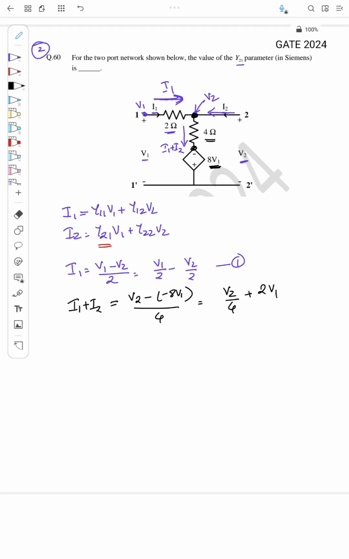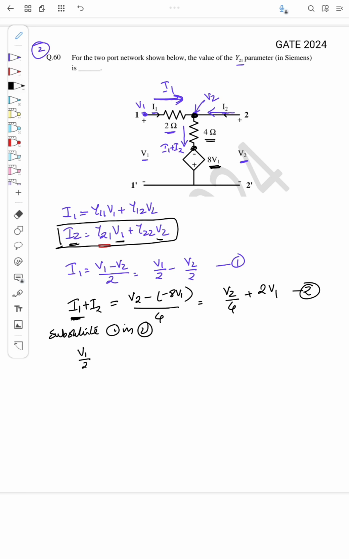So this is equal to V2 by 4 plus 2V1. Okay. Now here I need this equation, right? And in this equation I have I2, V1 and V2. But here we have one more term I1. So what I will do, I will substitute equation 1 in this equation. If we say this is equation 2, I will substitute equation 1 in 2. So instead of I1 I can write V1 by 2 minus V2 by 2 plus I2 equal to V2 by 4 plus 2V1.